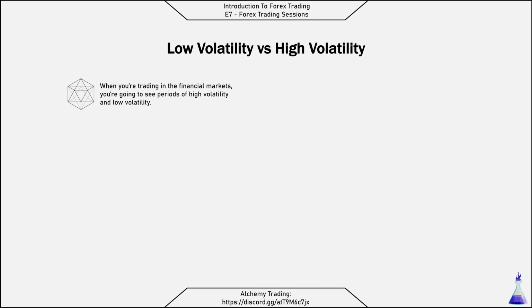When you're trading in the financial markets, you're going to see periods of high volatility and low volatility. It's important to understand how to identify this because it will impact our trading style. It's generally better to be trading in periods of high volatility as opposed to low volatility. However, during rare periods of extreme volatility, it's safer to stay out of the markets altogether.